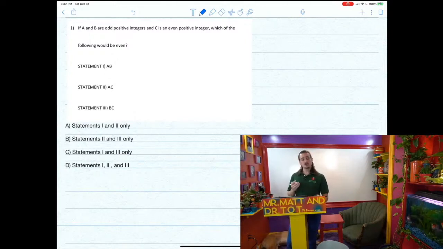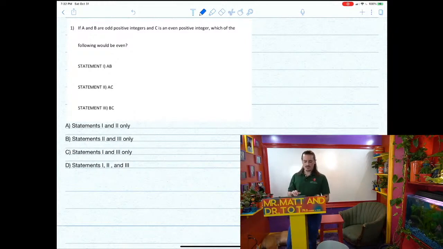So here we have two different methodologies that we can use to solve this problem. One is substitution, the other is solving conceptually. If we solve using substitution, the first thing that we need to do is identify the domain of our variables, or missing numbers. So A and B are odd positive integers.